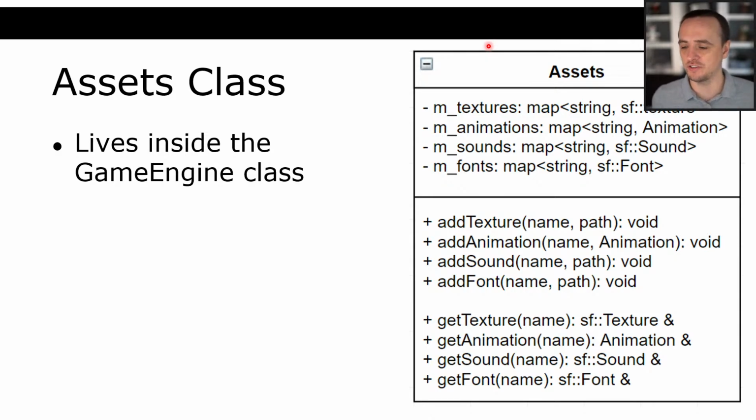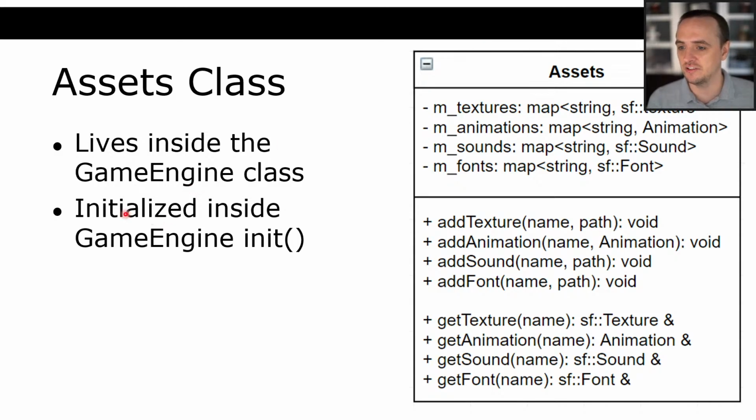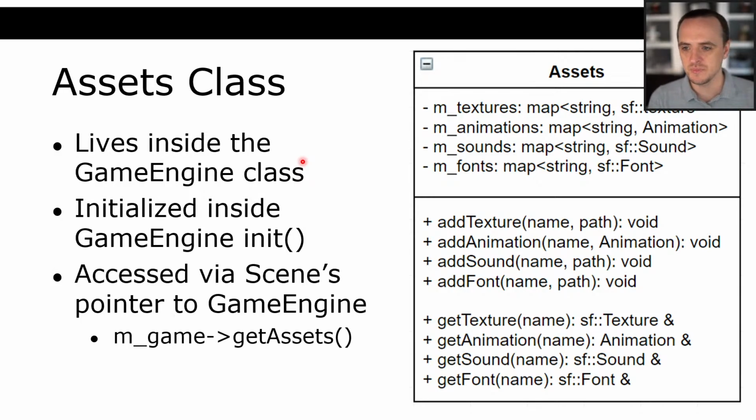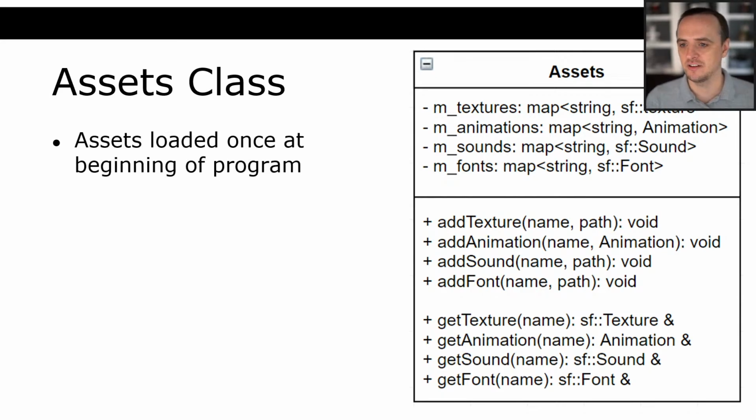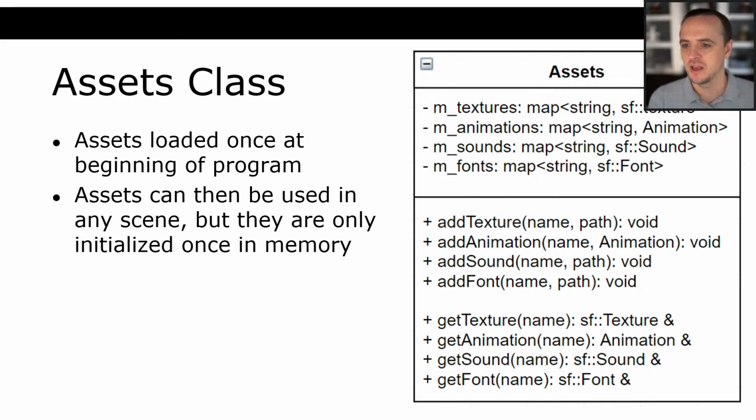The assets for all of our scenes are going to be loaded once when the game starts up, okay? It's initialized inside the game engine's init function. So when the game engine is constructed, we call the init function, and that's going to load all of this. It's going to be accessed via the scene's pointer to the game engine. So each scene is going to have a pointer to the game engine, and then through that pointer, you can get the assets, right? So the assets class is loaded once at the beginning of the program. It can then be used in any scene, but it's only initialized once in memory, okay?